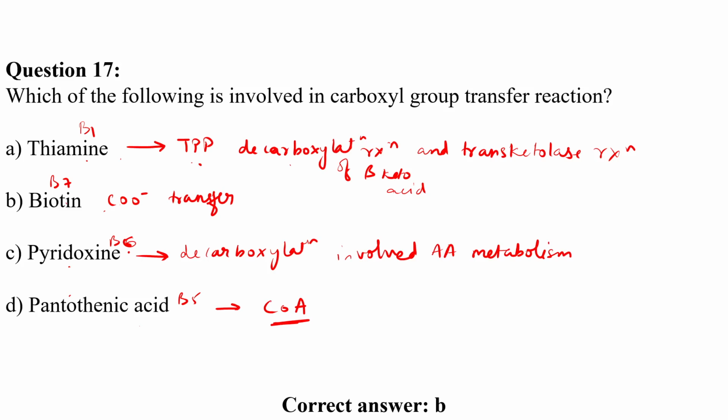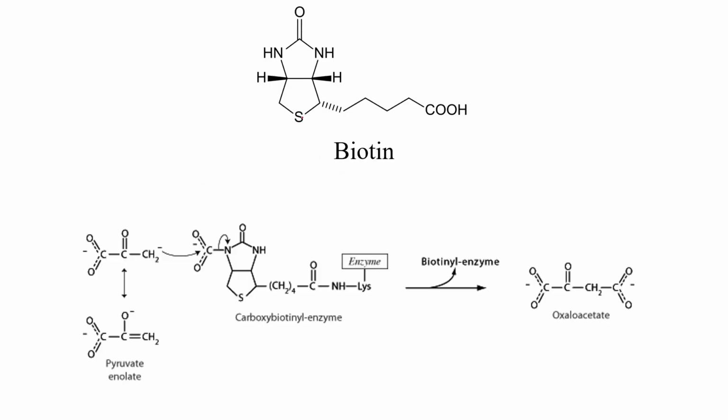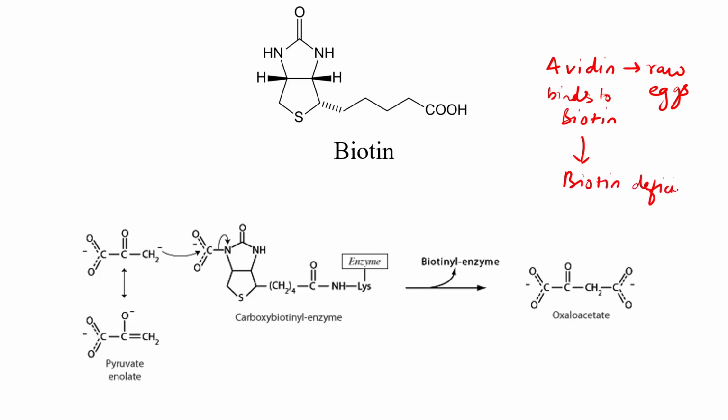So how is biotin doing this carboxyl transfer? We will see. This is the structure of biotin. Remember we had studied earlier, biotin has an affinity towards avidin, that is found in raw egg. Raw eggs have avidin, and avidin can bind to biotin. Avidin binds to biotin and causes biotin deficiency, right?